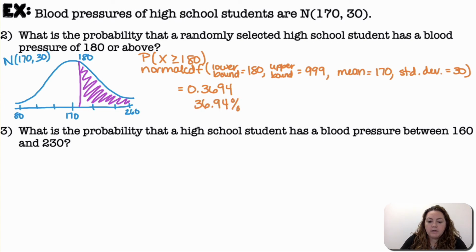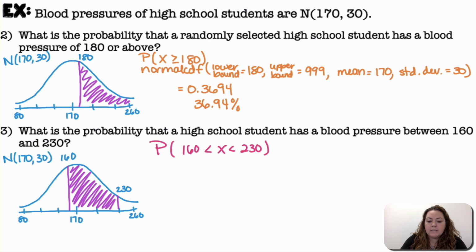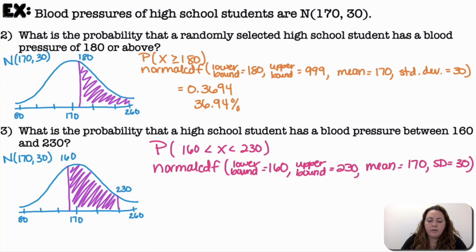What is the probability that a high school student has a blood pressure between 160 and 230? Right, here's my normal model. I'm going to shade where 160 to 230 should be. Make sure you label that. The probability that x is between 160 and 230. Do a normal CDF here. Again, make sure you're labeling. My lower bound would be 160. My upper bound would be 230. My mean is 170, and my standard deviation is 30. That gives me 0.6078 or 60.78%.